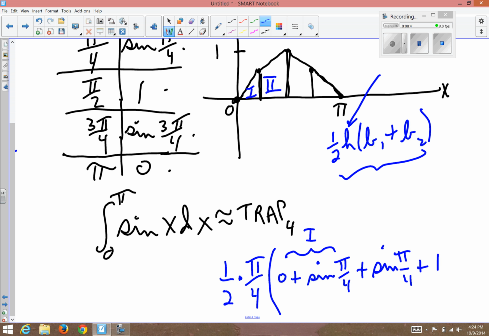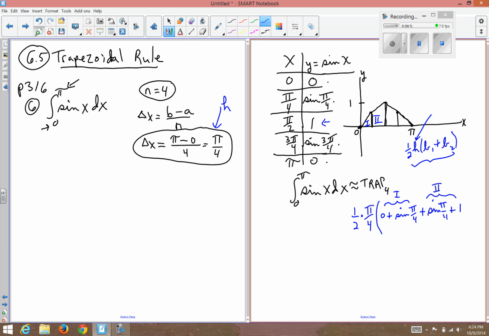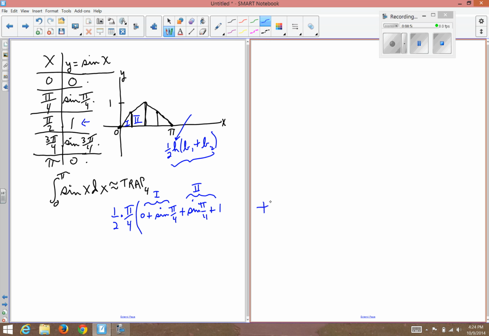By the 1, I really mean the sine of pi over 2 from right there. And now we're up to the second trapezoid; those are its bases. Now I'm up to the third trapezoid, right here. The bases of that trapezoid are the sine of pi over 2, which is 1, plus the other base, the sine of 3 pi over 4. So there we go, those are the bases of the third trapezoid.